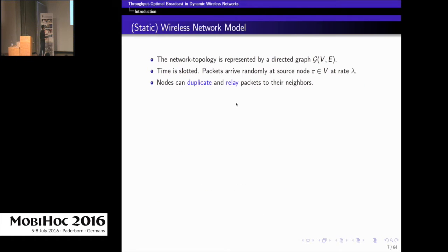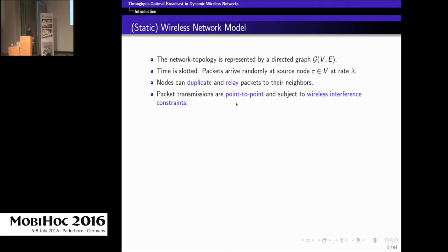Okay, so now I'll get started with the wireless network model, the very simple and standard model that we consider. So the network topology is represented by a directed graph. V is as usual the set of all vertices or nodes, and E is the set of edges. I'll talk about the edges in much more detail. So time is slotted. We consider basically a discrete time system. Packets arrive randomly at a distinguished source node R according to some stochastic counting process of rate lambda. These are the capabilities of the nodes: the node can duplicate and relay packets to its neighbors.